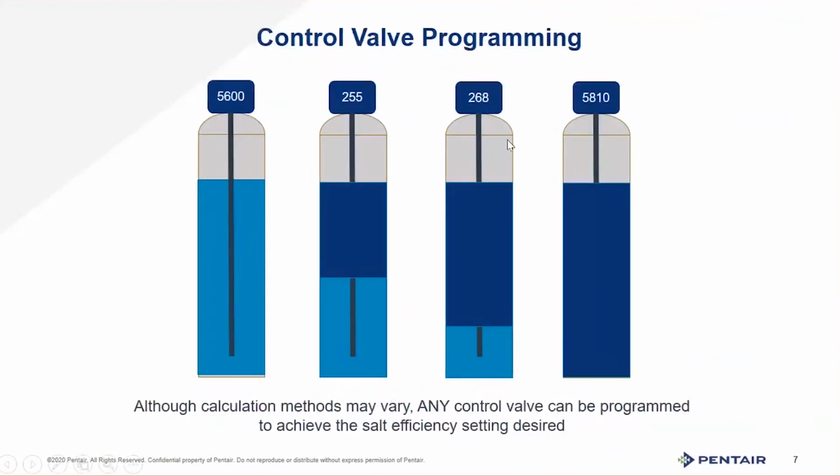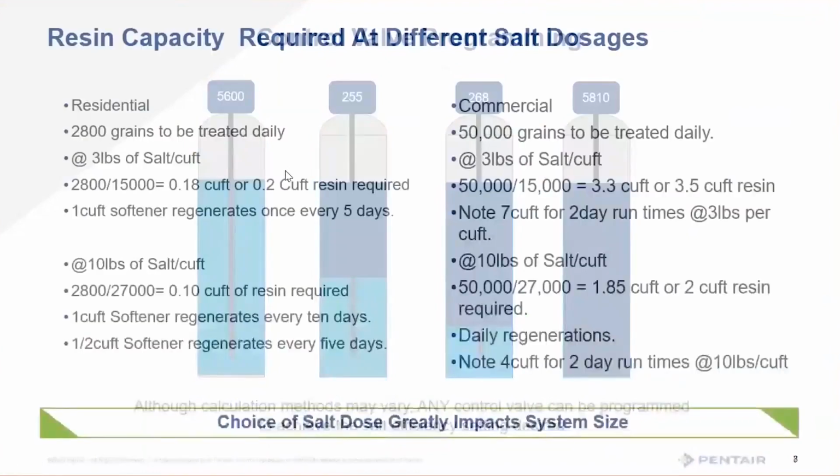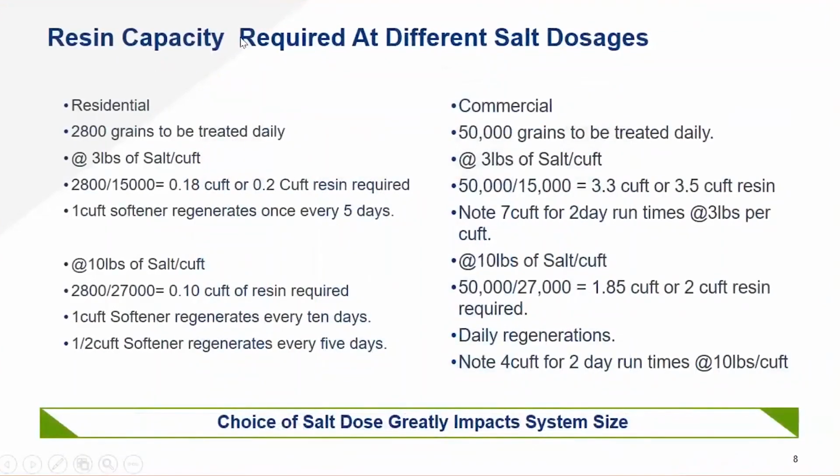Any valve we have can be programmed or set up to get those sorts of efficiencies out based on how we design them. It's part of this discussion this morning a little bit. So resin capacity at different salt dosage. What does this look like?